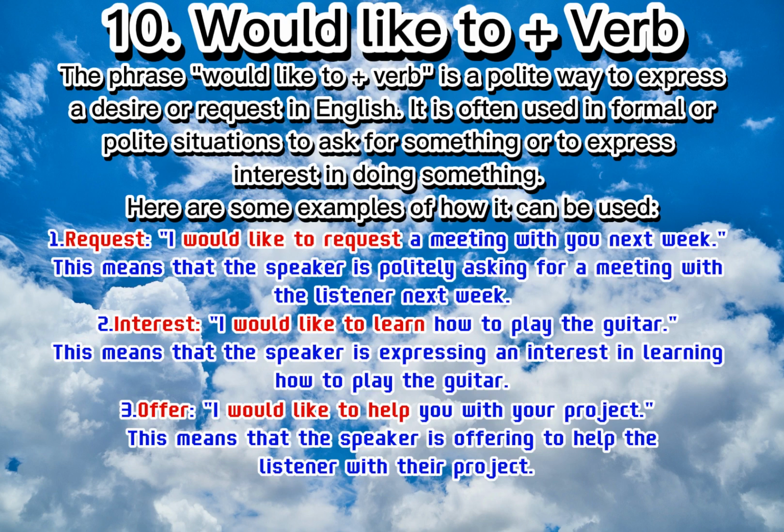10. Would like to plus verb. The phrase "would like to plus verb" is a polite way to express a desire or request in English. It is often used in formal or polite situations to ask for something or to express interest in doing something. Here are some examples of how it can be used. 1. Request. I would like to request a meeting with you next week. This means that the speaker is politely asking for a meeting with the listener next week.